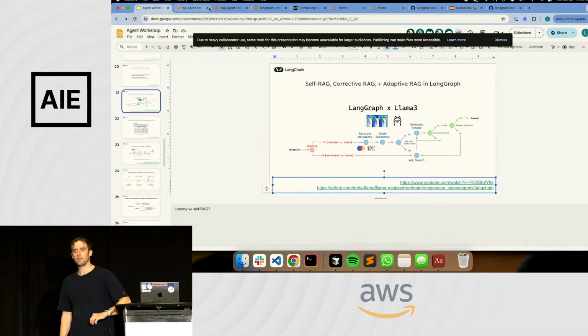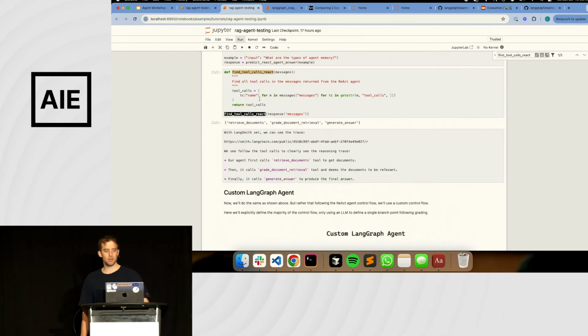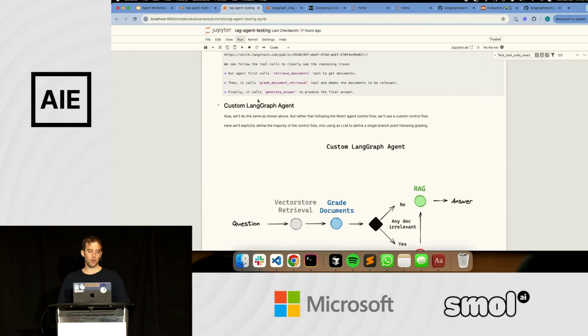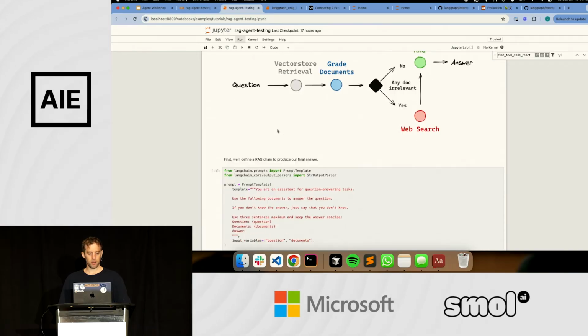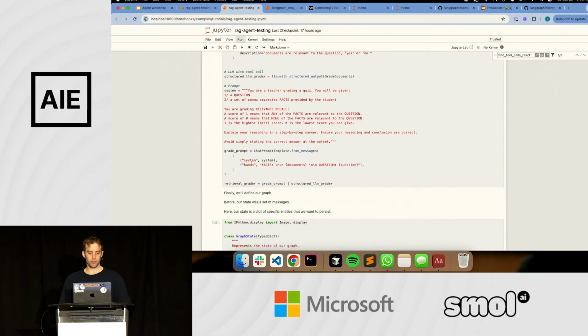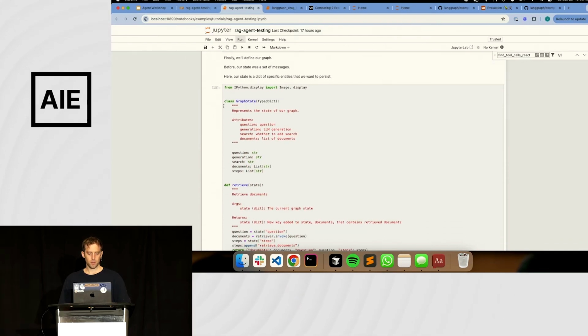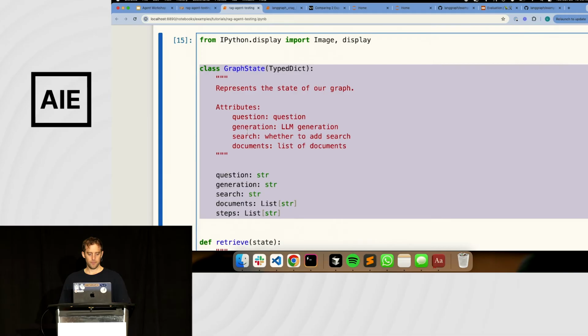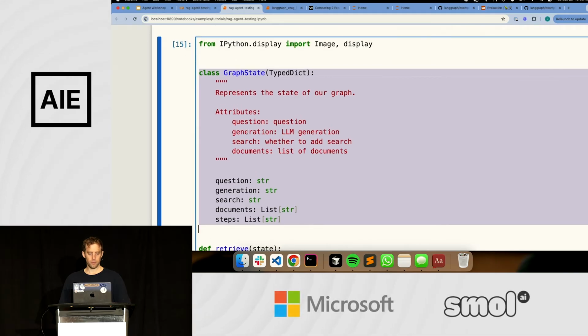The notion of state. Yeah, let's talk about state in a little bit more detail. So let's actually go to the notebooks that we're working with here that I shared. So here's this RAG agent testing notebook. If you go down to the custom LangGraph agent, the way you do it is, I'll find the state. Yeah, so here's what I call graph state.